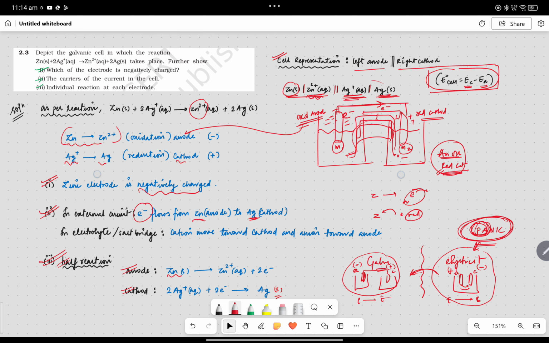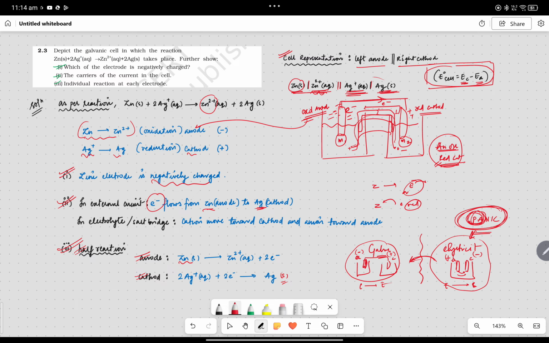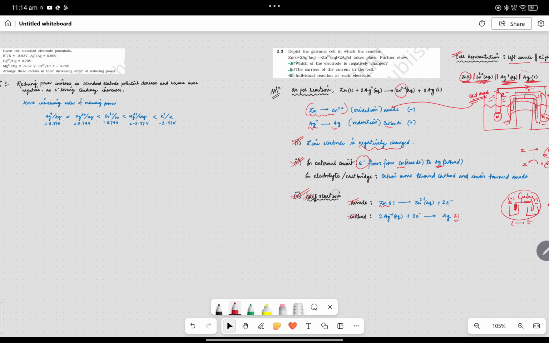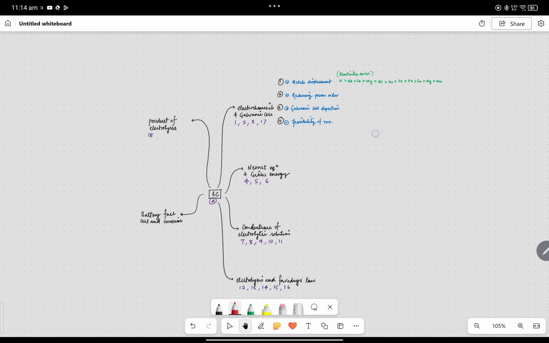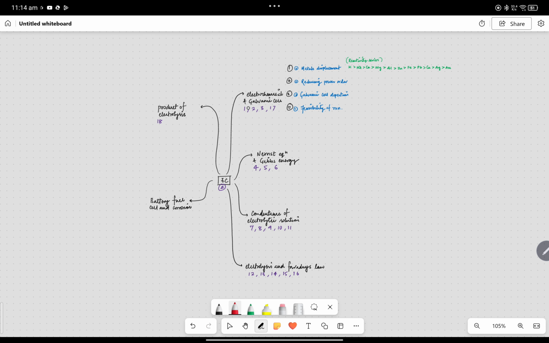So these are the things that are essential for understanding the galvanic cell, and this question is regarding that basic concept. You can also see it in the mind map that I have made here. In the mind map, you can see there are 1, 2, 3, 4, 5 and 6 main topics in the chapter, and this particular question is asked from electrochemical and galvanic cell.